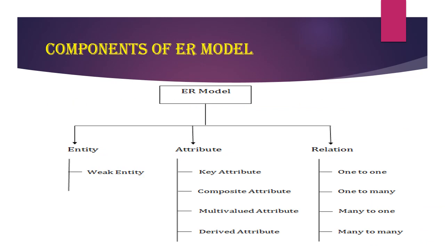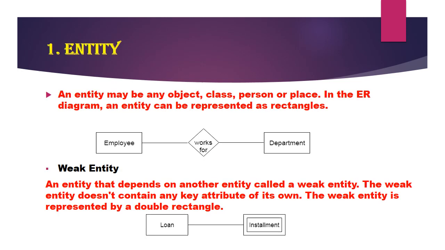Next is the basic components of the ER model. As you can see, the ER model has three basic components: entity, attribute, and relation or relationship. Now let's look into the first component, entity. An entity may be an object, class, person, or place, and it is represented as a rectangle. As you can see, the employee is an entity, so it is represented in a rectangle box.